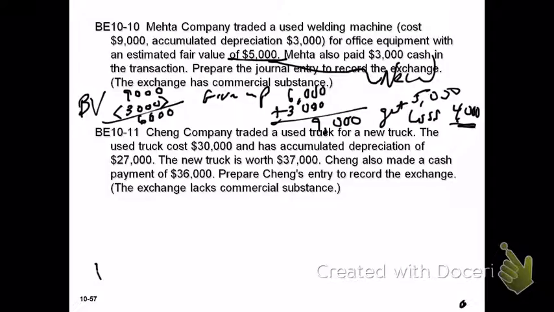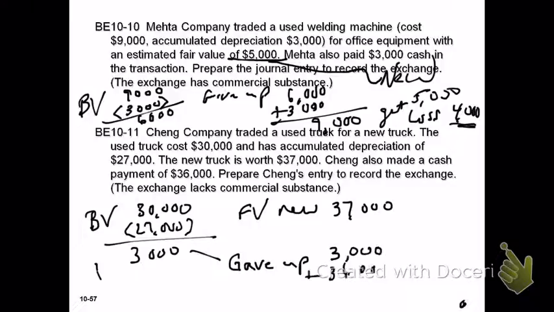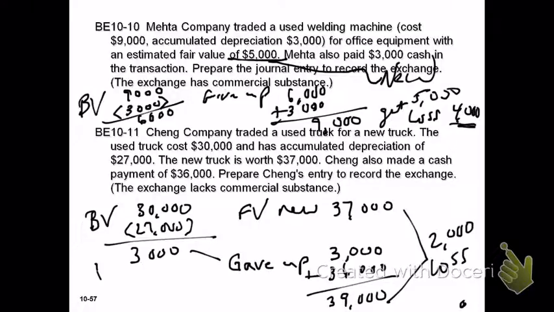Cheng Company, on the other hand, has a used truck. It costs $30,000. There's $27,000 accumulated depreciation, so the book value is $3,000. They are receiving a new truck that's worth $37,000. So they're giving up the old truck that has a book value of $30,000, and they're making a cash payment of $36,000. So they're giving up $39,000. So giving up 39 and getting 37, they have a loss of 2,000.